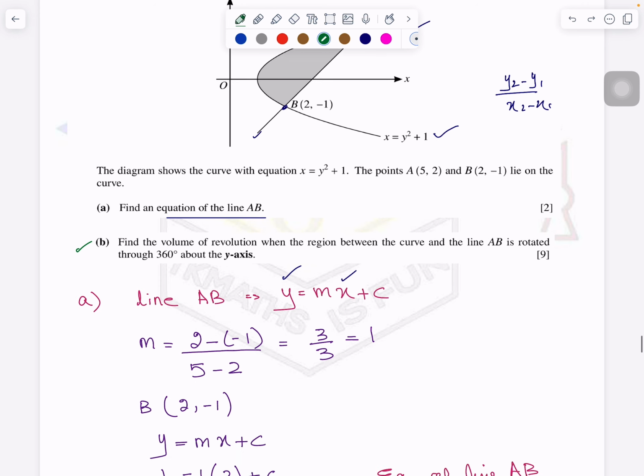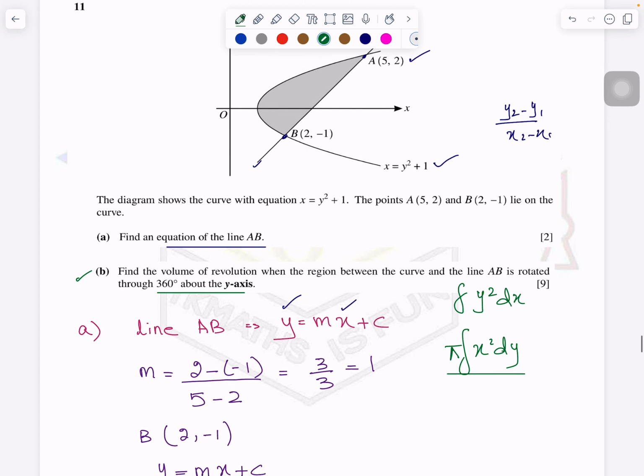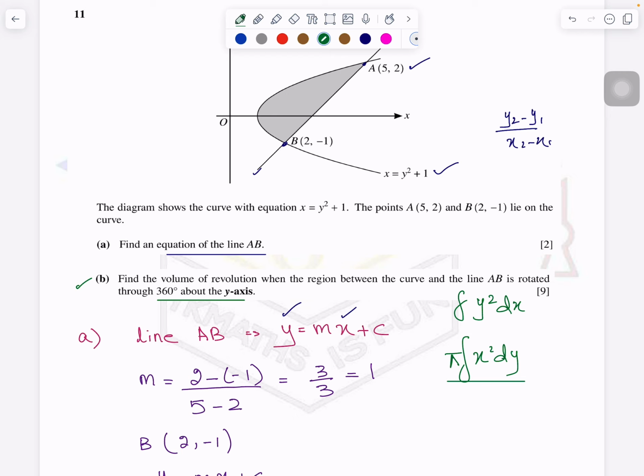Here what you have to recall is, when you revolve around the y-axis, what is the formula? Number 1 thing, just to help you recall it, it is pi x squared dy. When we revolve around the x-axis, it is pi y squared dx, and when we are revolving around the y-axis, it is pi x squared dy. If you look at the equation of the curve, it is already given to you as x equals. So you don't have to do anything, it is given to you as it is.